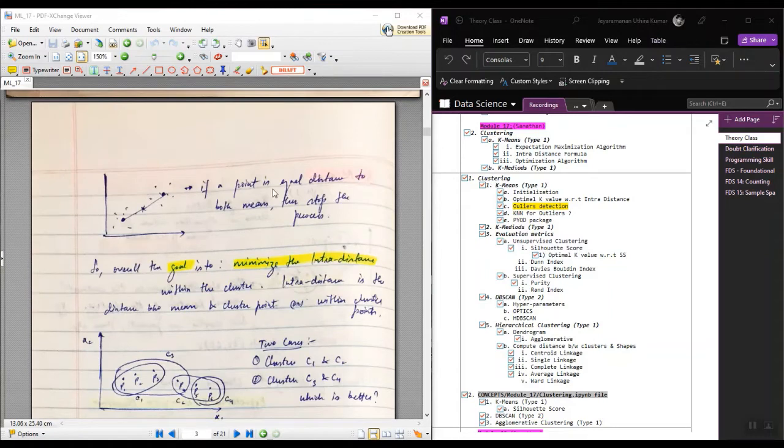So if a point is at equal distance to both cluster means, then the process stops, and this point is given randomly to any of the clusters.